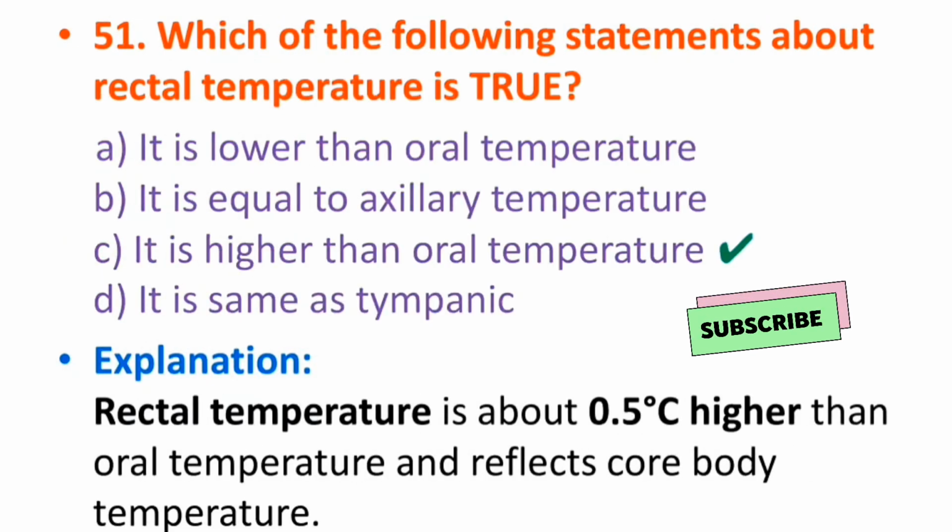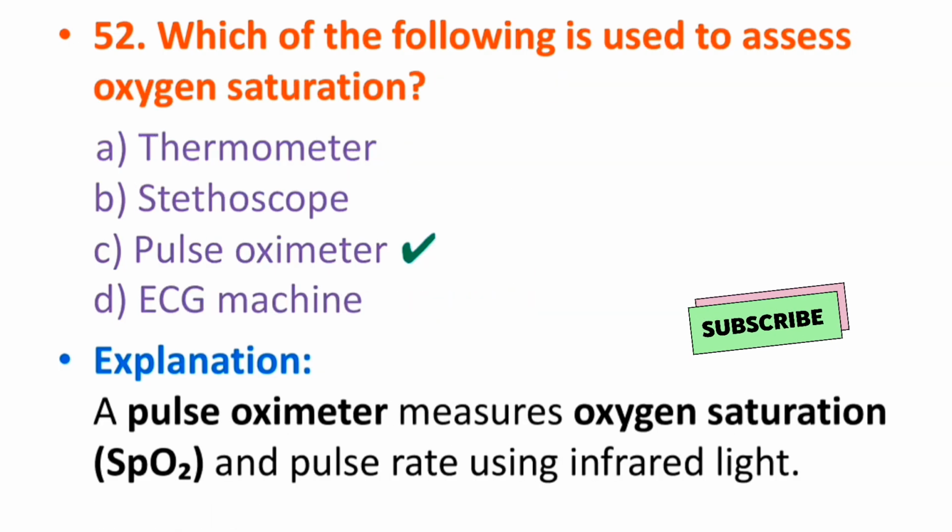Which of the following statements about rectal temperature is true? Option A, it is lower than oral temperature. Option B, it is equal to axillary temperature. Option C, it is higher than oral temperature. Option D, it is the same as tympanic. The correct answer is option C. Rectal temperature is about 0.5 degrees Celsius higher than oral temperature and reflects core body temperature.